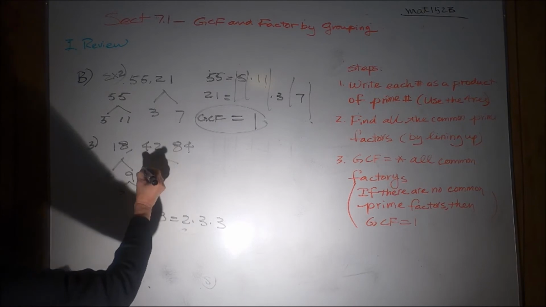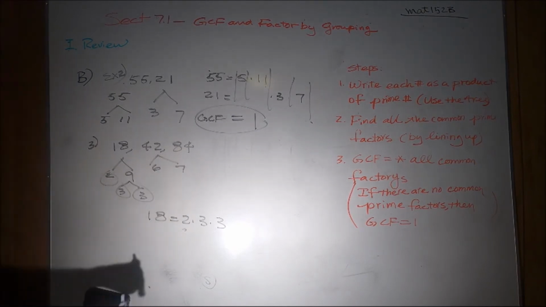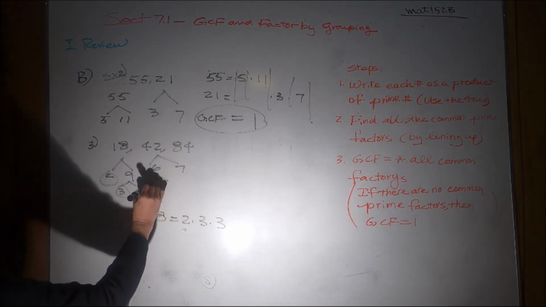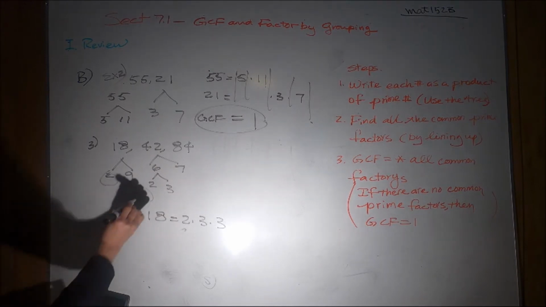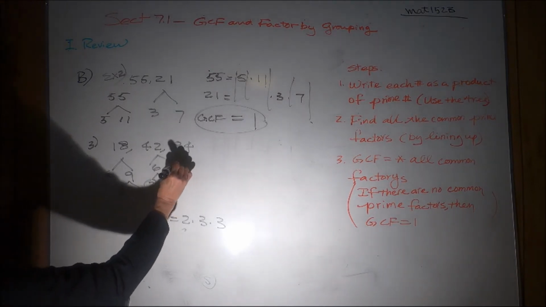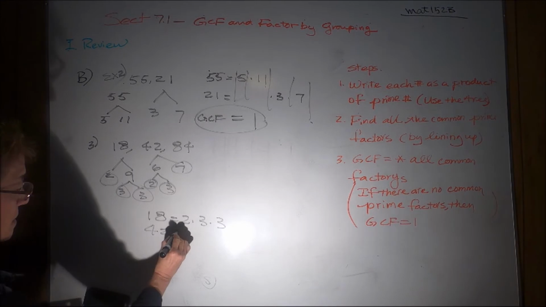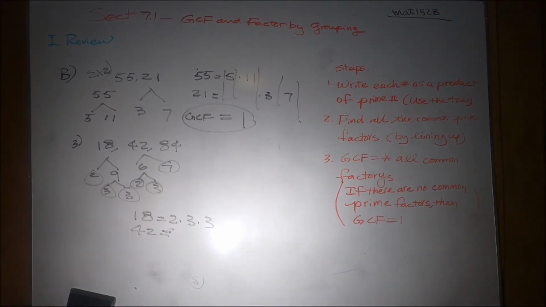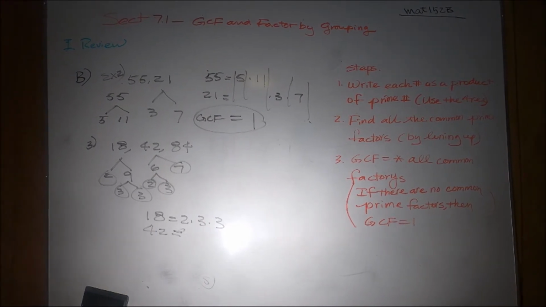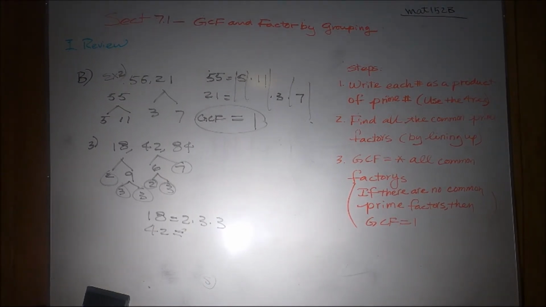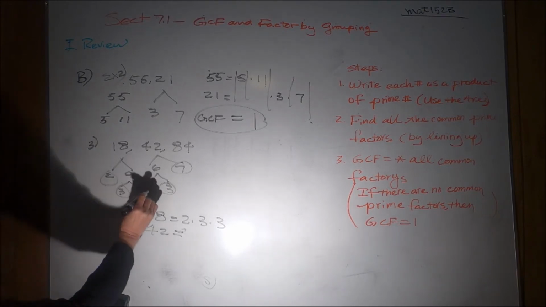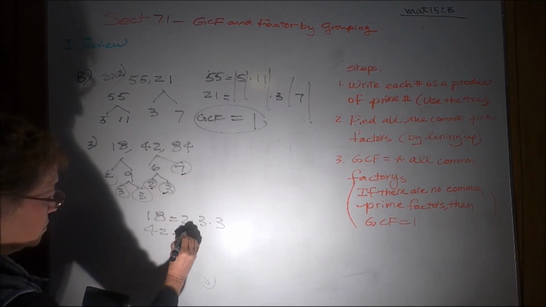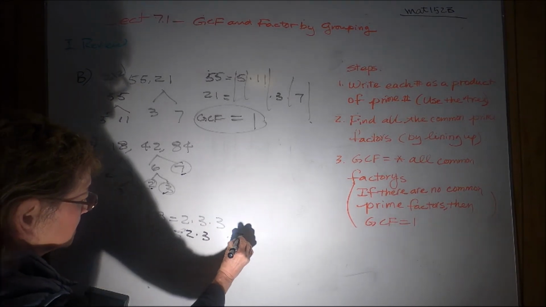Then 42 would be, say, 6, 7, right? 6 would be what? 2 and 3. So we do that. So you line them up. So 42 would be, let me change the other marker. 42 would be what? 2, 3, 7. 2 times 3 and 7.